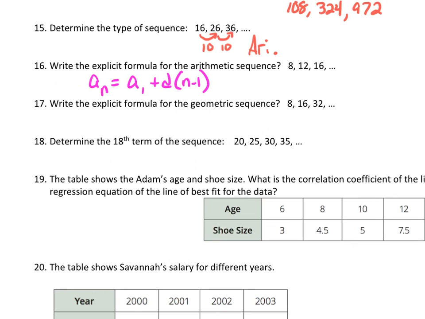For number 16, you want to include what I just wrote in purple on your note card. That is the arithmetic explicit formula. Now to write the formula for this sequence, a sub n equals, a sub 1 is the first term, which is 8. The common difference is they're adding 4 every time. So I'm going to say plus 4 parentheses n minus 1, and that is my explicit formula.